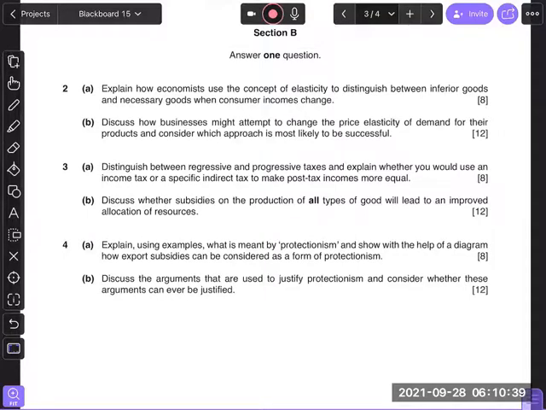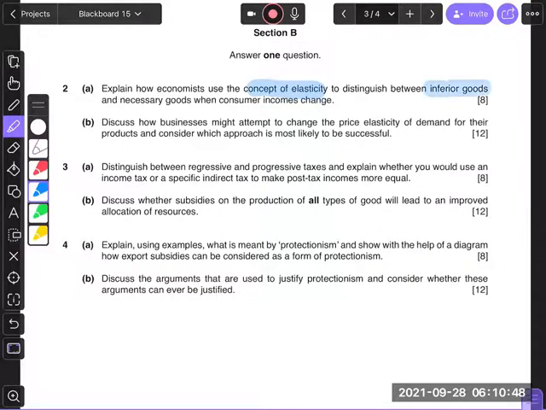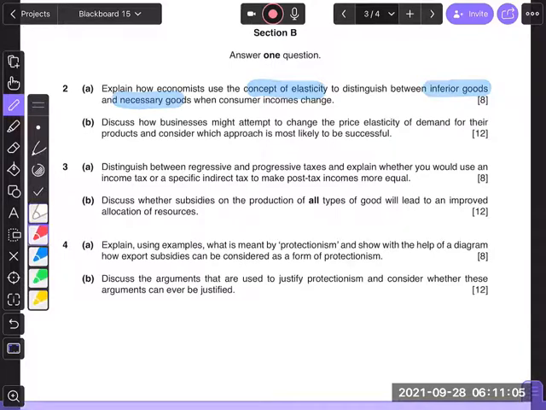The 2A says, explain how economists use the concept of elasticity to distinguish between inferior goods and necessary goods when consumers' income changes. So keywords here are, what are the keywords here, guys? If somebody can quickly tell me the keywords. The keyword for me is, first of all, we need to talk about the concept of elasticity. And because it's inferior and necessary good, when income is changing, we need to talk about exactly YED, which is responsiveness of quantity demanded to change in income.